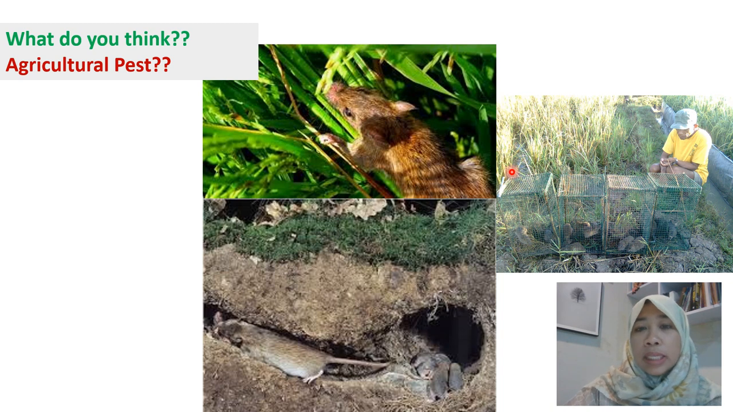Not only rats, which are vertebrates, but agricultural pests also include invertebrates like insects. In the paddy field there is the brown plant hopper, Nilaparvata lugens, which is also a pest. So please make the difference between urban pest and agricultural pest. This is the cage trap, one of the many traps we have, and this is TBS. Next week we will talk about the TBS. And this is the nest of the rat in the field.